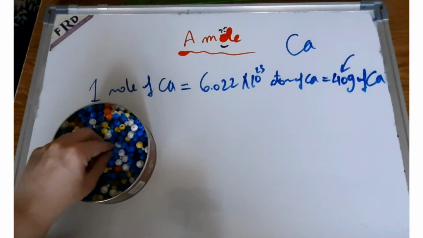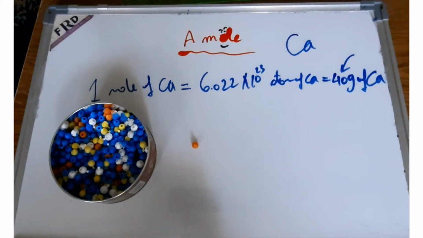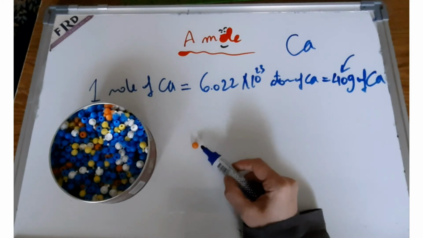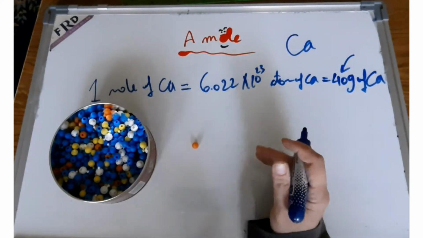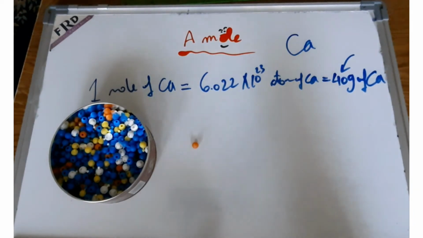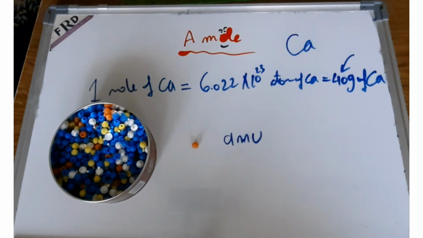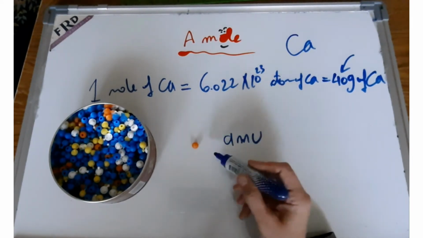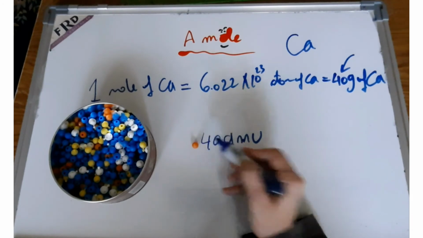So what if we take one atom from this container, only one, this one? What is the mass of this atom? The mass of this atom is very tiny, very small. We use a different unit to represent it. Since it is very tiny, we have certain units for atoms because they are extremely small. We call this unit the atomic mass unit, AMU. One atom of calcium has a mass of 40 AMU.